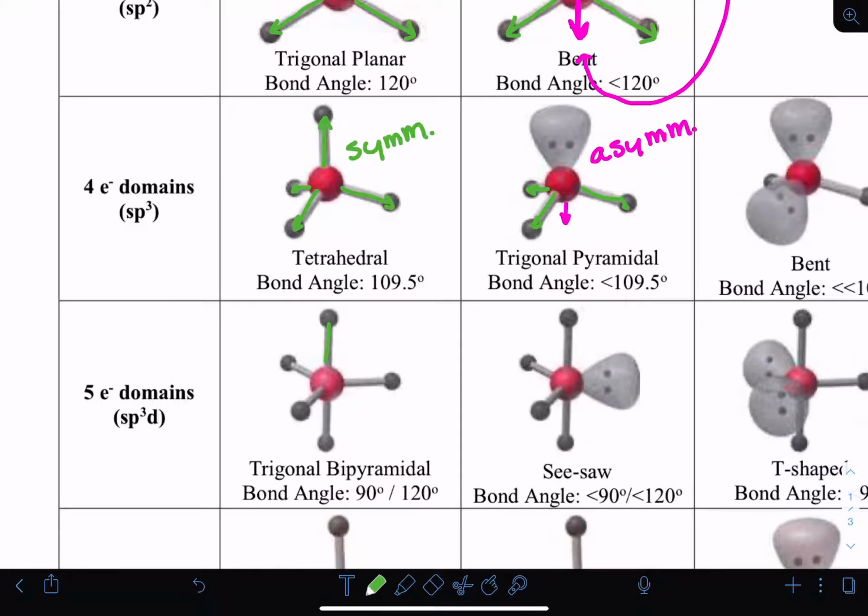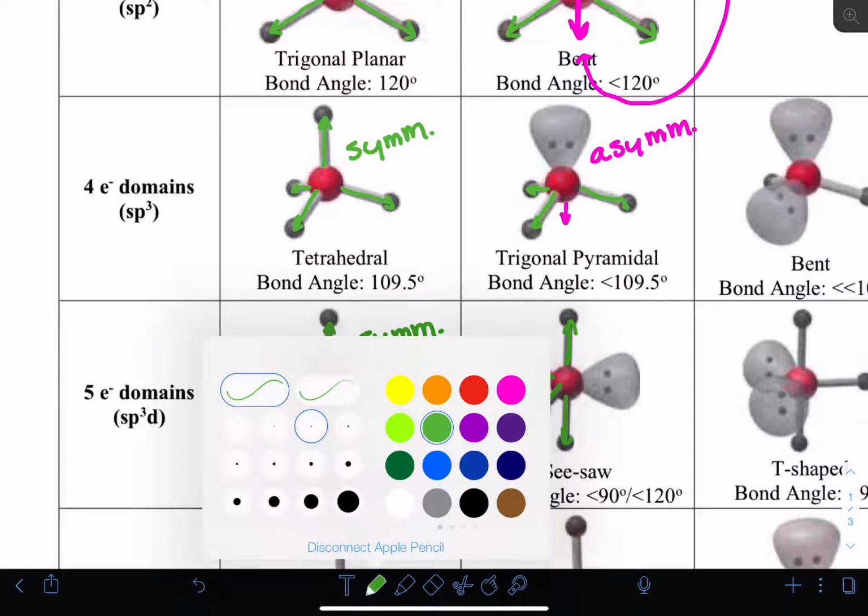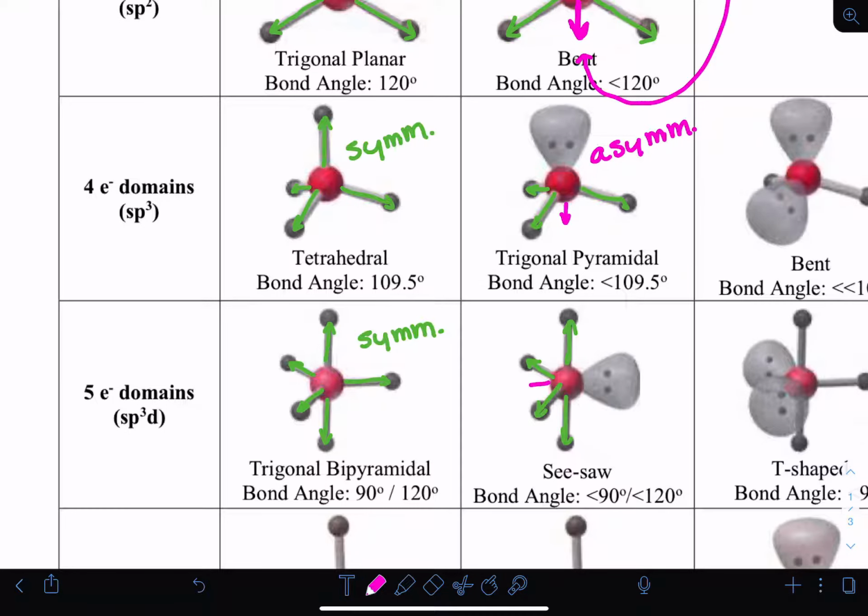Trigonal bipyramidal, we have one pointing straight up, one pointing straight down. Those cancel each other out. And then these three point to the corners of a triangle, equally distributed around the central atom in that plane. So this one is symmetric as well. For seesaw, we've got straight up and straight down are going to cancel each other out. But then we've got these two that both kind of point to the left with nothing pointing to the right. So our overall net dipole here would point a little bit to the left.